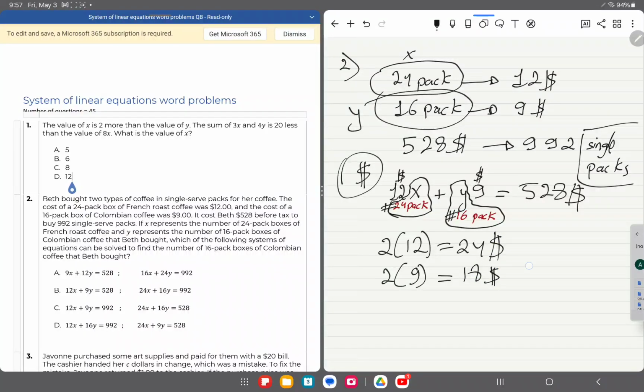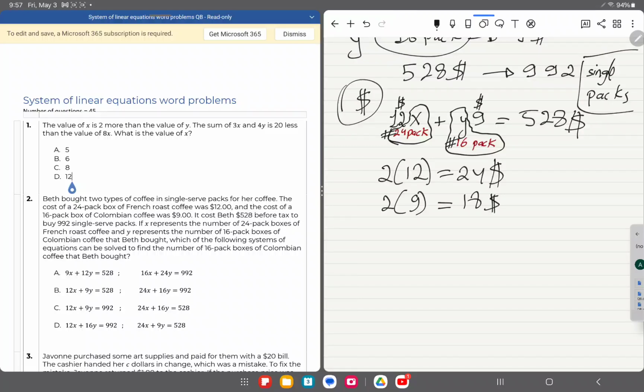I need to be consistent with how I think. Now that we wrote 12x plus 9y is equal to $528, all of these are dollars. So I need to think now about the number of packs that I need.